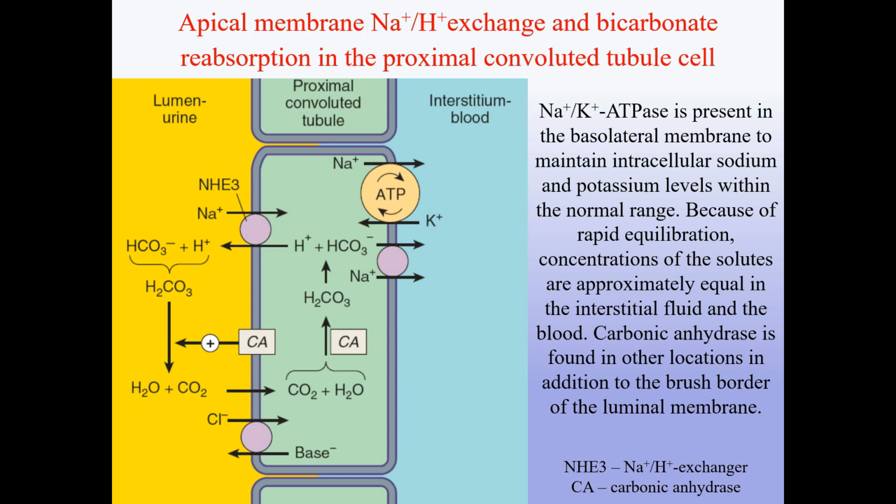And on this slide you can see apical membrane sodium-hydrogen exchange and bicarbonate reabsorption in the proximal convoluted tubule cell. Sodium-potassium ATPase is present in the basolateral membrane to maintain intracellular sodium and potassium levels within the normal range. Because of rapid equilibration, concentrations of the solutes are approximately equal in the interstitial fluid and the blood. Carbonic anhydrase is found in other locations in addition to the brush border of the luminal membrane.